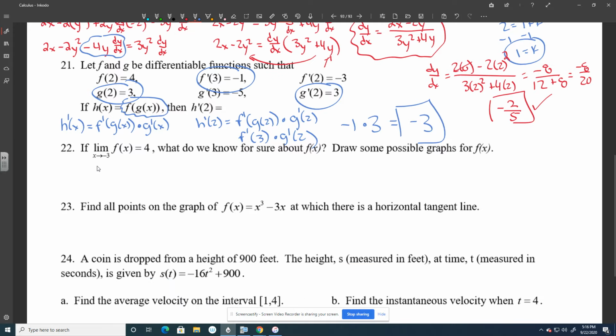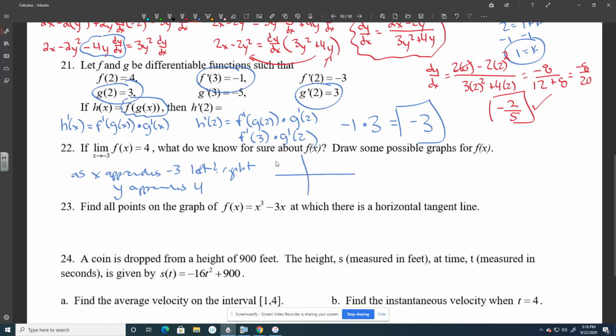Okay, 22. If the limit as x goes to negative 3 of f of x equals 4, what do we know for sure about f of x? And draw some possible graphs for f of x. So as we approach negative 3, our function approaches 4. So what do I know for sure? Well, that's about it. As x approaches negative 3 from the left and right, then y approaches 4. I don't know what happens at negative 3.